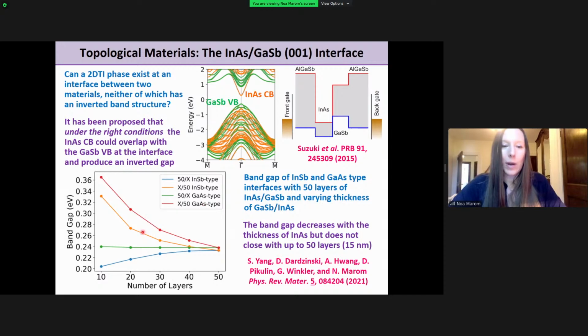And so here you can see what happens if we add layers of either material. And when we add layers of indium arsenide, as you can see here, on top of 50 layers of gallium antimonide, the band gap does narrow, but it doesn't close. With up to 50 layers, which is 50 nanometers, we don't see a band crossing here. And it seems like maybe the asymptotic limit is going to be some finite gap here. The indium antimonide type interface has a narrow gap. So we can't get the bands to cross here just by adding layers of indium arsenide.